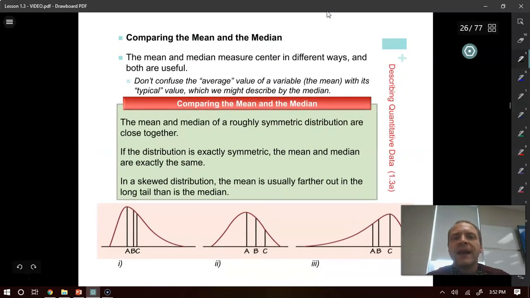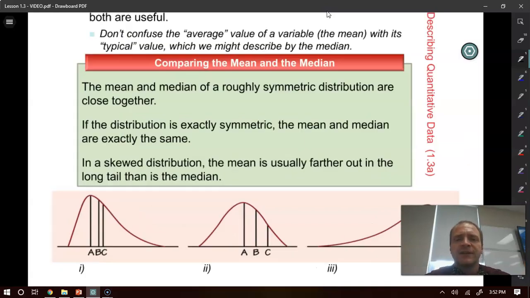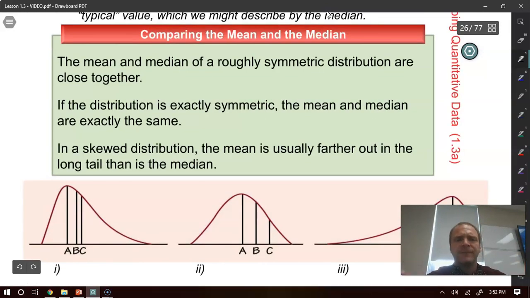Now, if I want to compare mean and median together, this is a really good slide. Don't get them confused. They're both great measures of center in different ways, and they're useful in different ways. So don't confuse the average value of a variable, the mean, with its typical value, which we call the median. If we're looking at a roughly symmetric distribution, the mean and the median are close together.